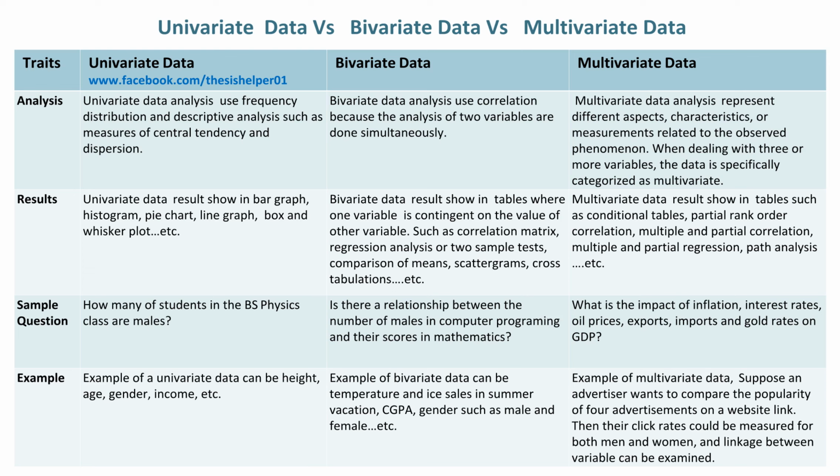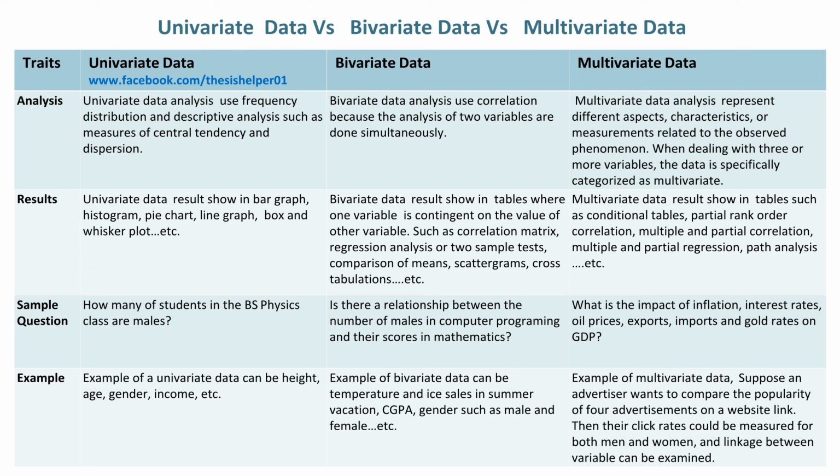Univariate data results are shown in bar graph, histogram, pie chart, line graph, box and whisker plot, etc., whereas bivariate data results are shown in tables where one variable is contingent on the value of the other variable, such as correlation matrix, regression analysis or two-sample tests, comparison of means, scattergrams, cross-tabulations, etc. Whereas multivariate data results are shown in tables such as conditional tables, partial rank order correlation, multiple and partial correlation, multiple and partial regression, path analysis, etc.